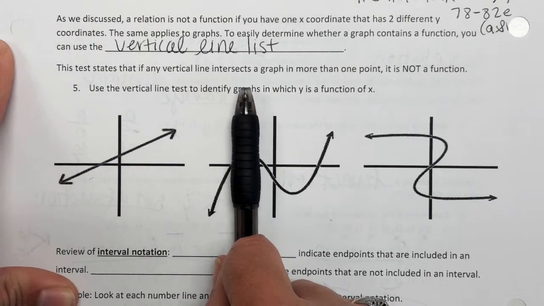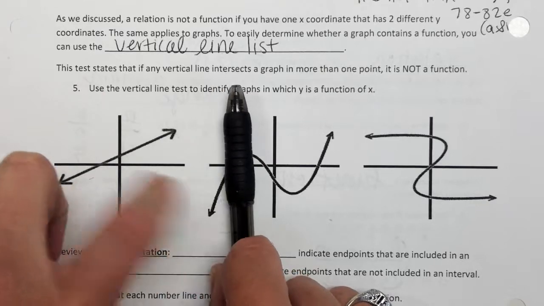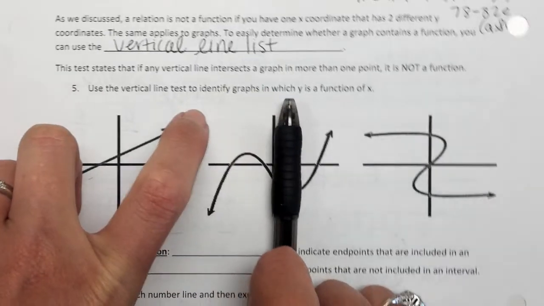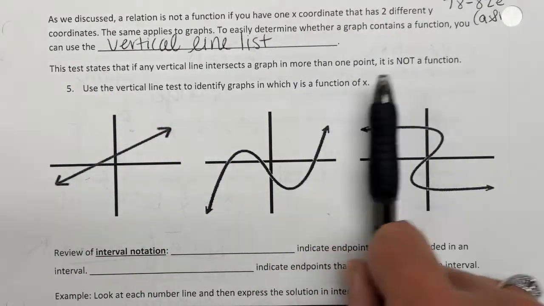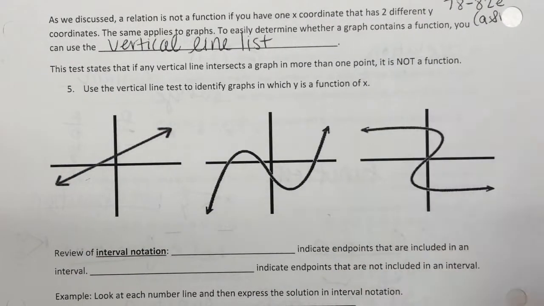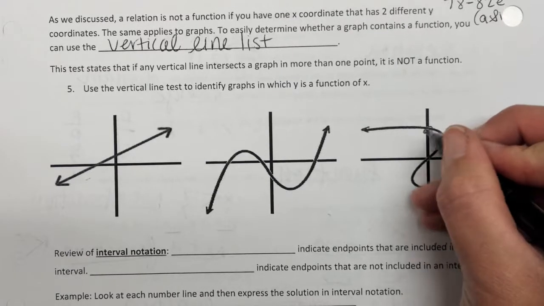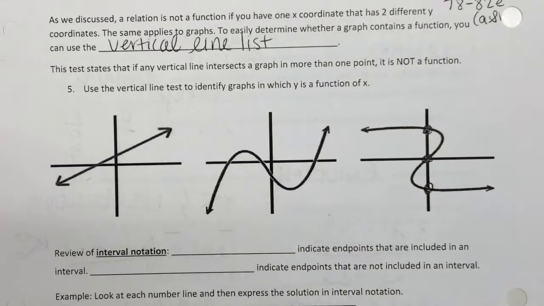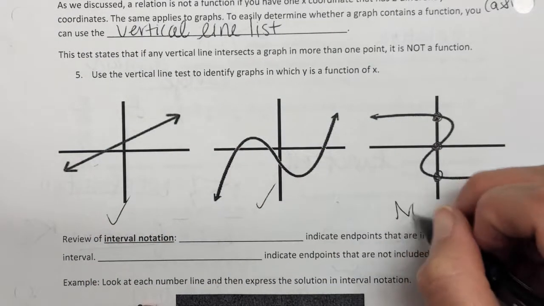Yes. Alright, here it's only touching one place. Move it along. Here, only one place. Here, only one place. Here, only one place, right? What about this one? No, because see right here, if I held up my pencil, it would touch here, here, and here. So the first two are functions. This one is not a function.